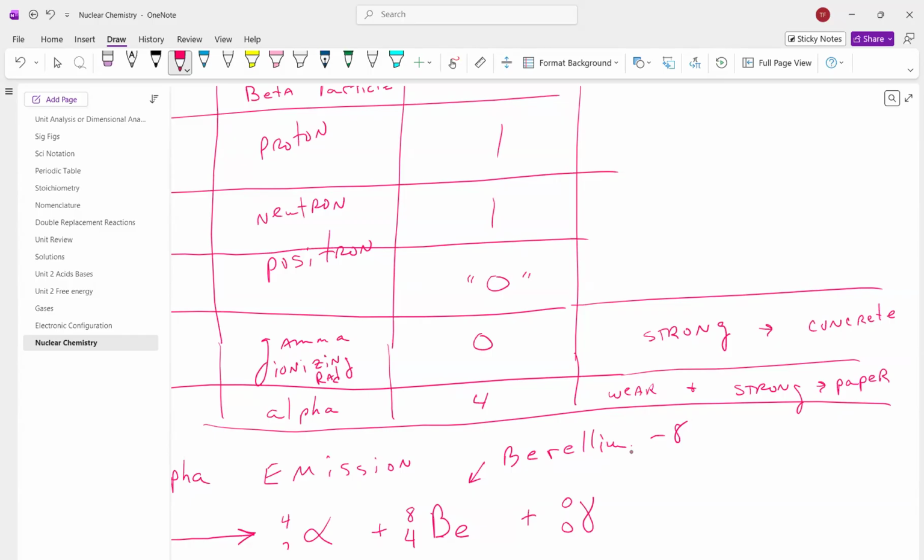So the stronger the discharge of the particles, the more dense the material has to be to stop it.